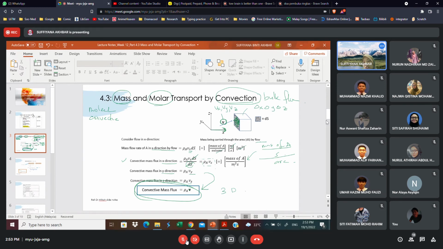Okay. So kat sini maksudnya apa kelas? Kita tengok ada V kat sini kan. So V ni ada 3 lah. Vx, Vy, or Vz. Okay, this for component A. Kalau component B, kita ada rho B, V. Rho C, kalau component C, rho C, V. Cuma V ni ada 3 lah. Vx, Vy and Vz. Depend on the direction. Okay. Okay, kita dah tahu molecular, kita dah tahu convective.